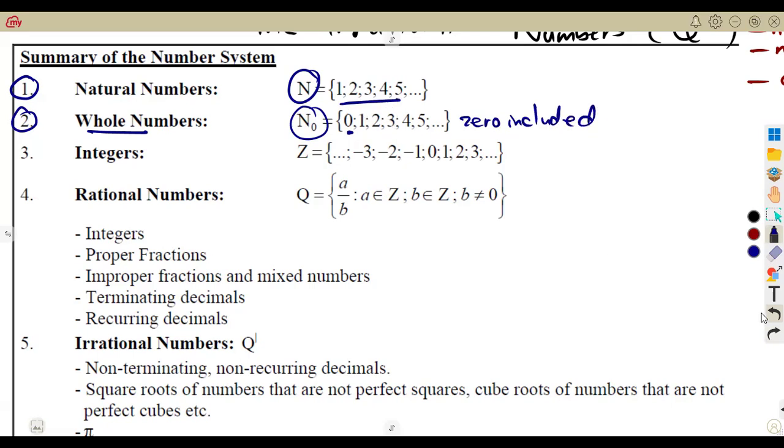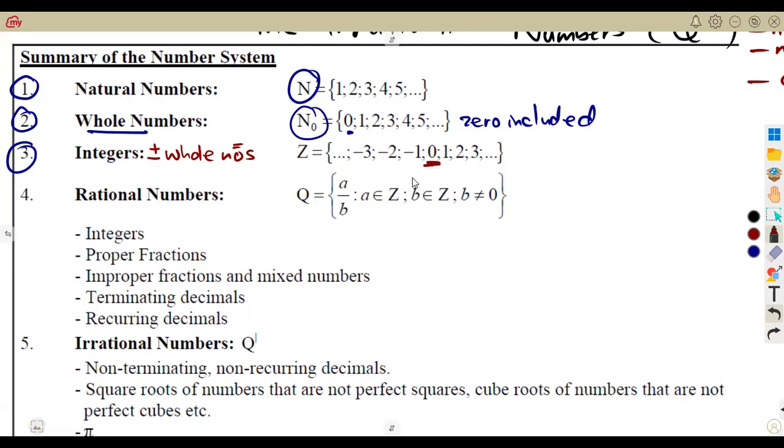Here, 0 is not included in natural numbers. Then the integers, like I was talking about, are positive or negative whole numbers. So you can talk of -3, -2, any negative or any positive. 0 is included in integers.